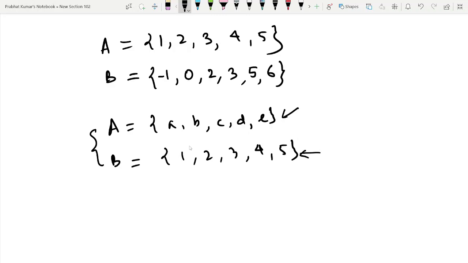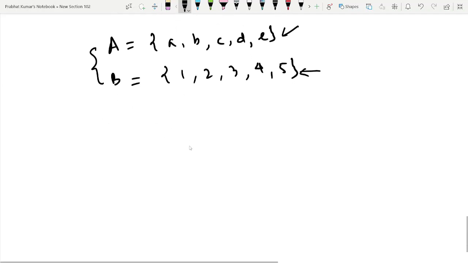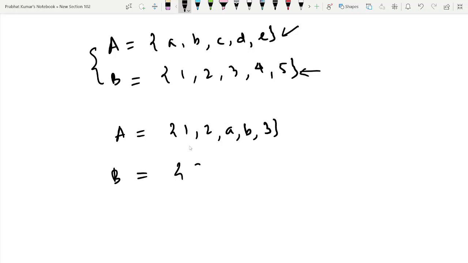So generally speaking, two sets you cannot compare like that. One way that we can compare is if a set is exactly contained within another. Say A is 1, 2, A, B, 3, and suppose B is 2, A and 3. Obviously here we can say in some sense that B is smaller than A, because A contains all the elements of B and some extra.